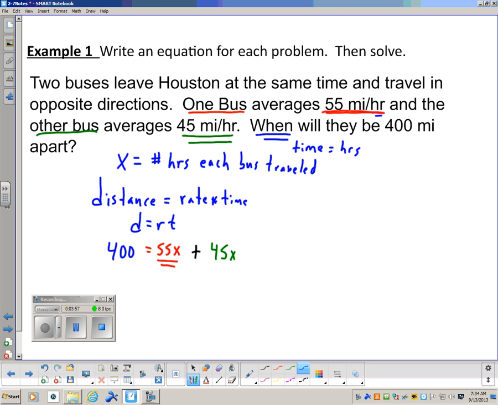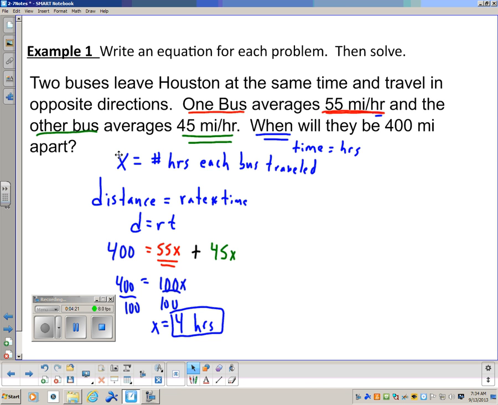So 55x plus 45x gives us 100x, and then we can divide by 100 to get the x all by itself, and we end up getting x equals 4 hours. So when will they be 400 miles apart? I'm going to say x equals 4 hours. Notice I labeled my answer and everything, and I answered the question.